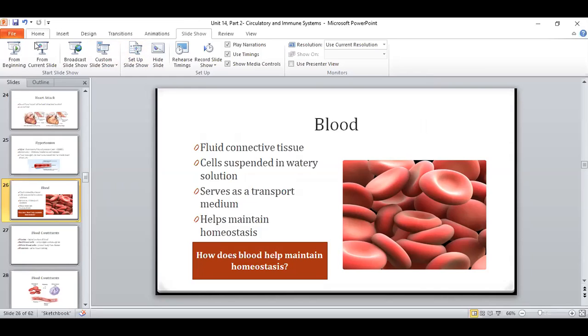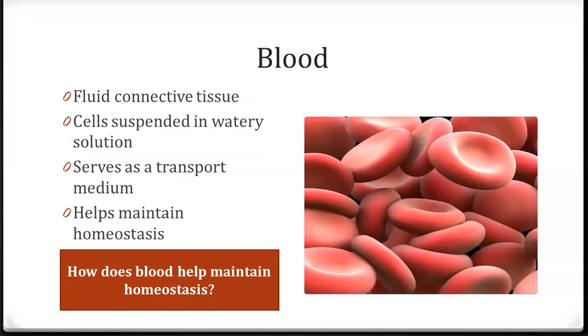Okay, so let's get started with blood. Blood is the connective tissue that's flowing through our veins and arteries, obviously. It has cells suspended in a watery solution, and it serves as a transport medium. It helps maintain homeostasis. So how does blood help maintain homeostasis? Think about what's on your red blood cells, hemoglobin, and what does hemoglobin carry? Oxygen, for example. So it helps move the oxygen to cells that need it.